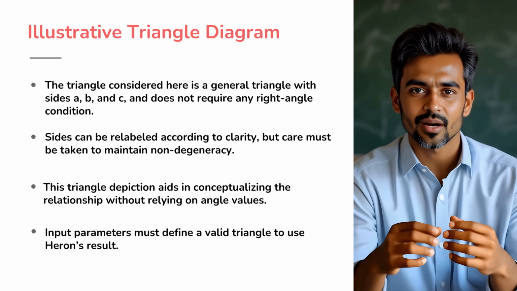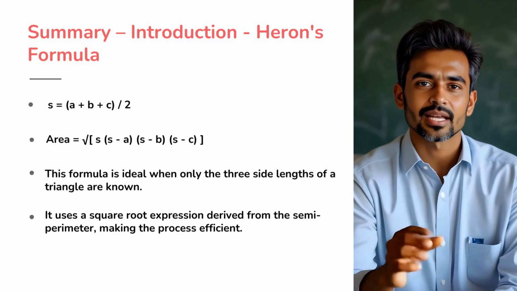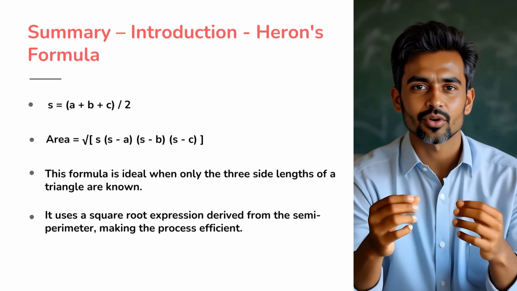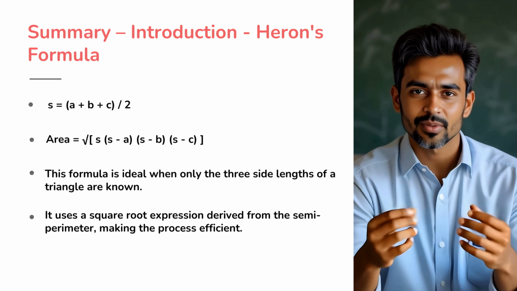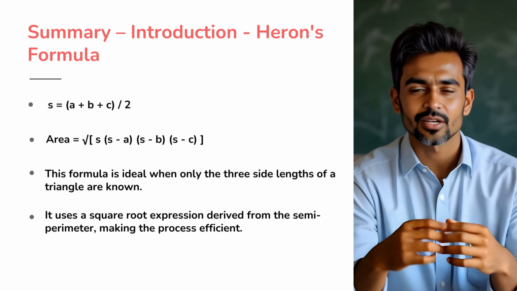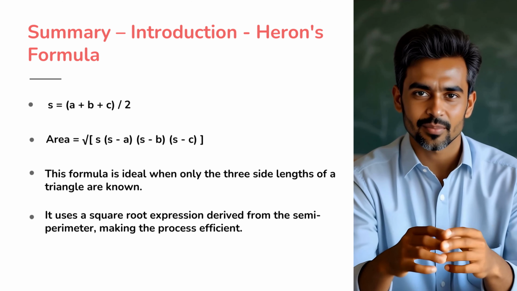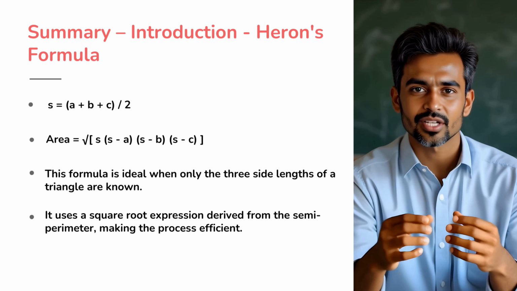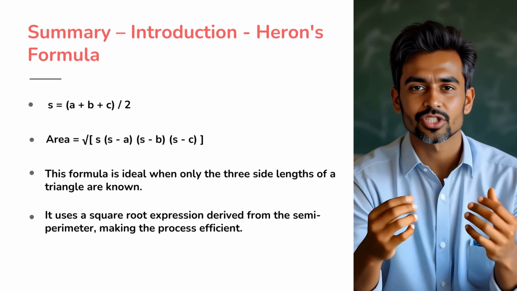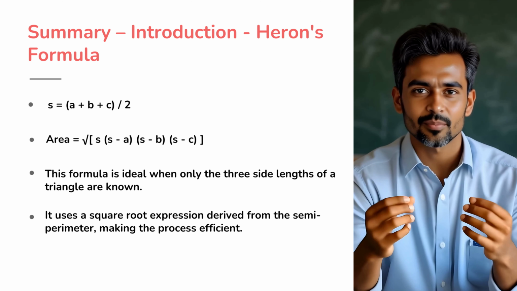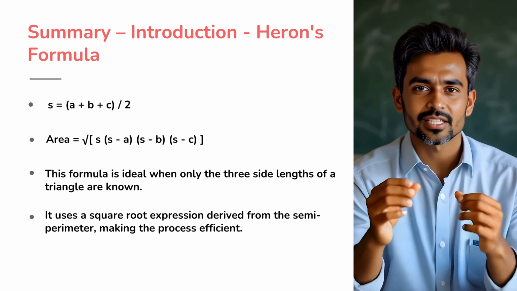Excellent job keeping up. Let's wrap up everything we've learned so far. First, calculate the semi-perimeter S using the formula S equals A plus B plus C divided by 2. Next, use Heron's formula for the area, which equals the square root of S times S minus A times S minus B times S minus C.